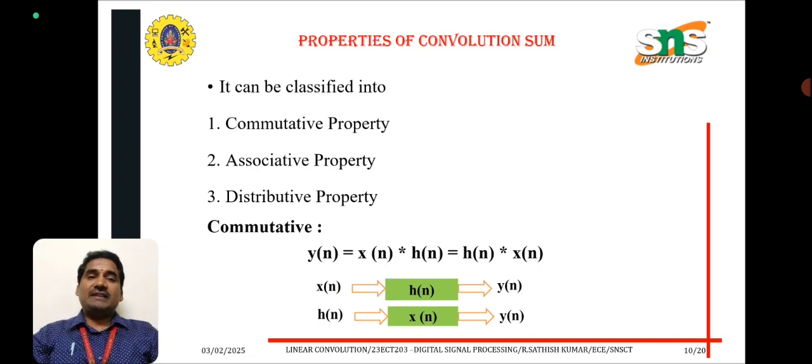Next one, properties of convolution sum. It can be classified into 3 properties: commutative property, associative property and distributive property. Commutative can be given as y of n is equal to x of n convolved with h of n, which is equal to h of n convolved with x of n. The graphical representation can also be given.